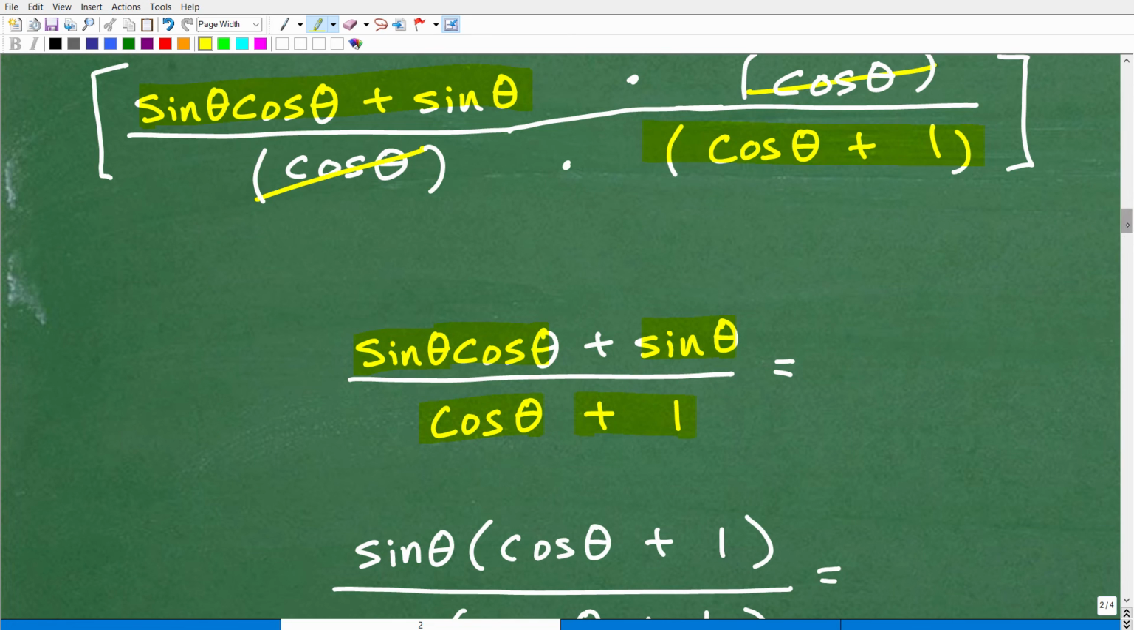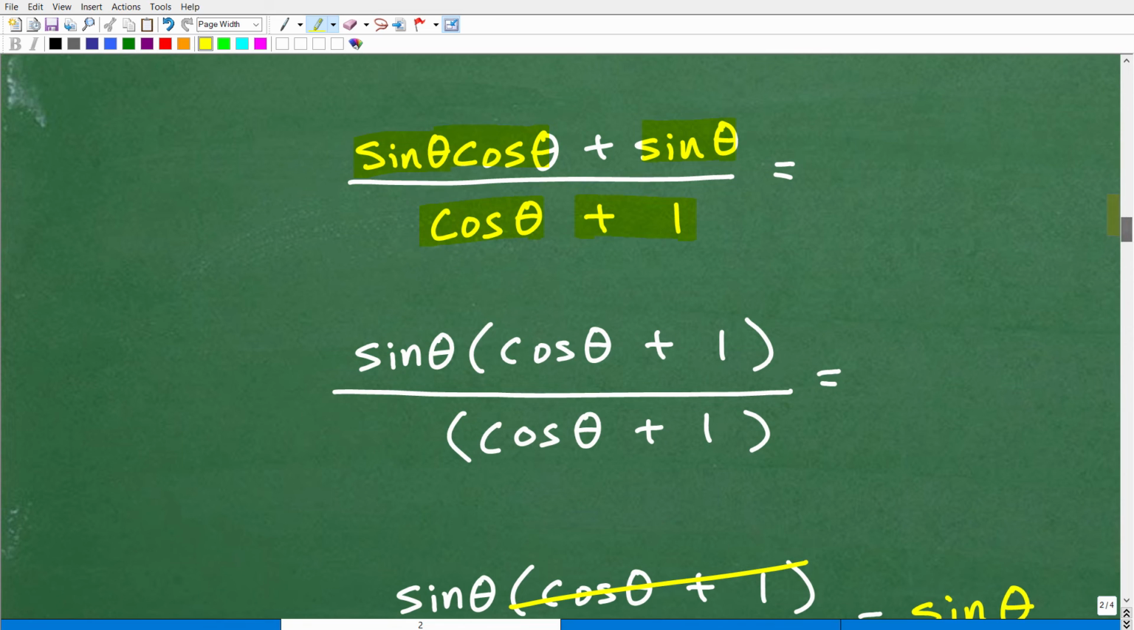All right, so now what do we do? Well, we look for opportunities to factor. Factoring and cross-canceling, that's a huge part of doing these trigonometric identity problems. So notice I have a sine theta. That's a common factor. So my greatest common factor here is sine theta. I can factor out a sine theta. And what does this leave me in the numerator? Cosine theta plus 1. And look what I have down in the denominator, cosine theta plus 1.